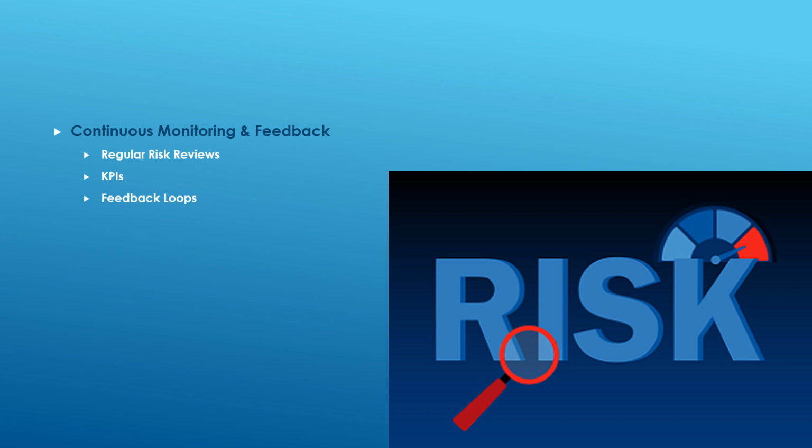Now, by combining these methods, organizations and project teams can develop a comprehensive understanding of potential risks and proactively implement strategies to mitigate them. Now, remember that risk management is an ongoing process that should be integrated into the overall project and organizational management practices.